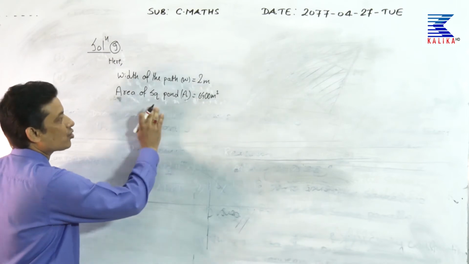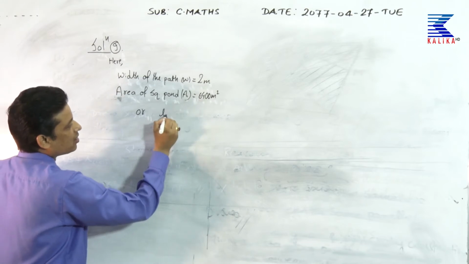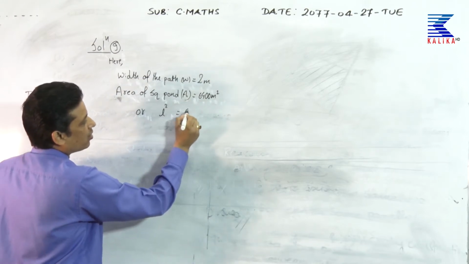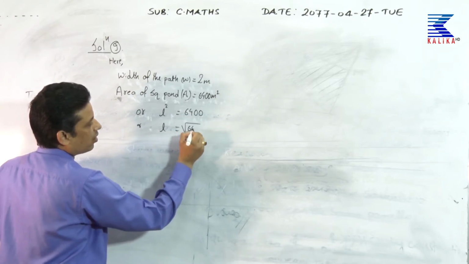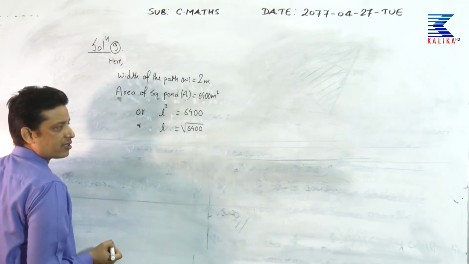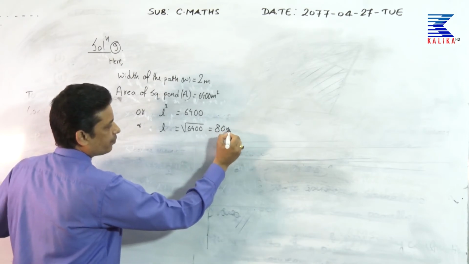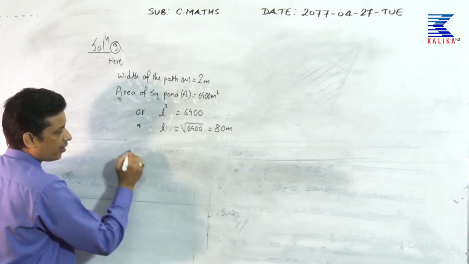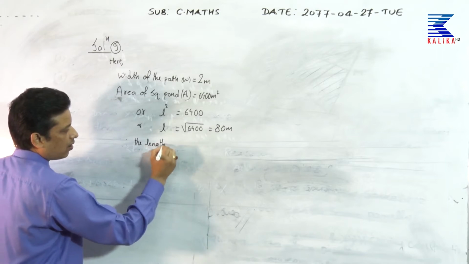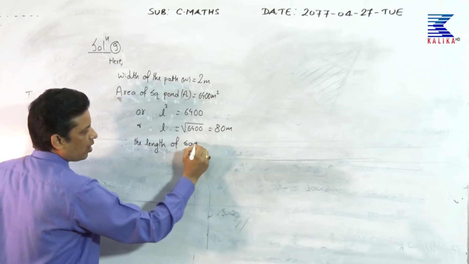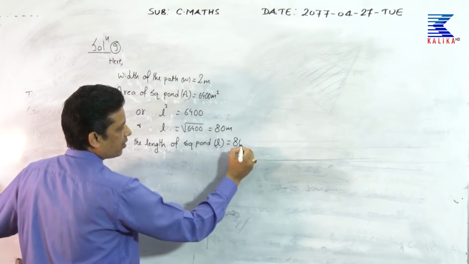So, here area of square pond is given. Let us use its formula: area of square means L squared, that is equal to 6400, or L is equal to square root of 6400, and it is obviously 80 meter. Therefore, the length of square pond, L is equal to 80 meter.